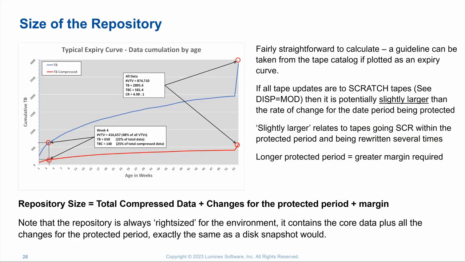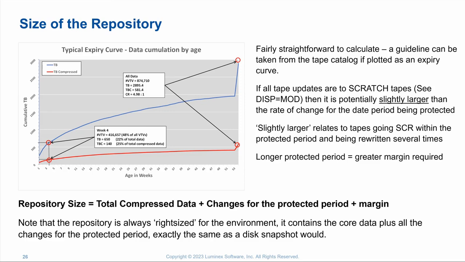So if we look at the size of the repository, it's fairly straightforward to calculate. If you plot your typical tape environment as an expiry curve, and this is a typical tape environment, this is actually quite a gentle curve. Environments that have high DB2, IMS usage, with huge transactional turnover, tend to be a lot sharper at the front end in terms of growth. If all updates are to scratch tapes, and I'll address this a bit more in a second, then the repository is slightly larger than the rate of change covered by the protected period.